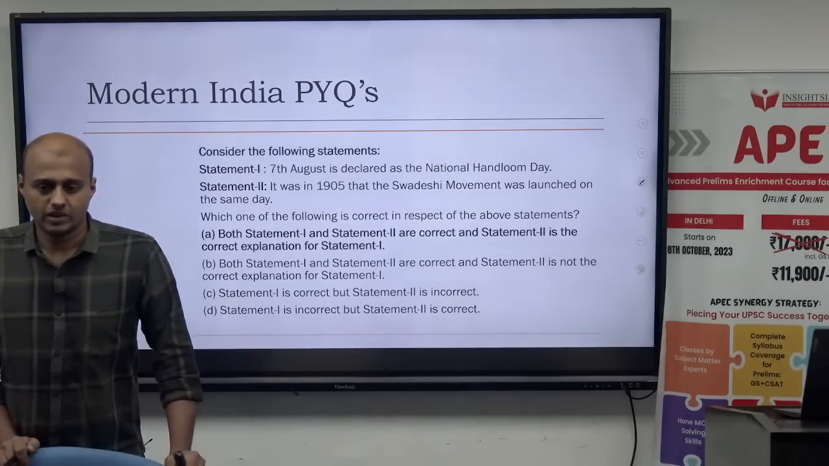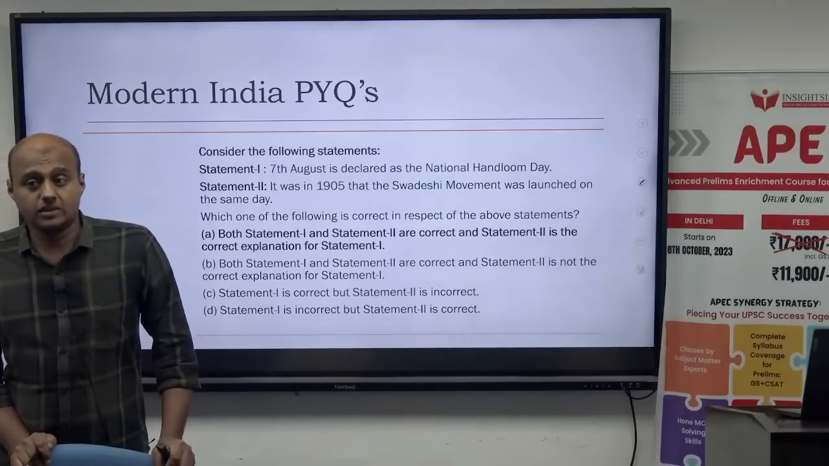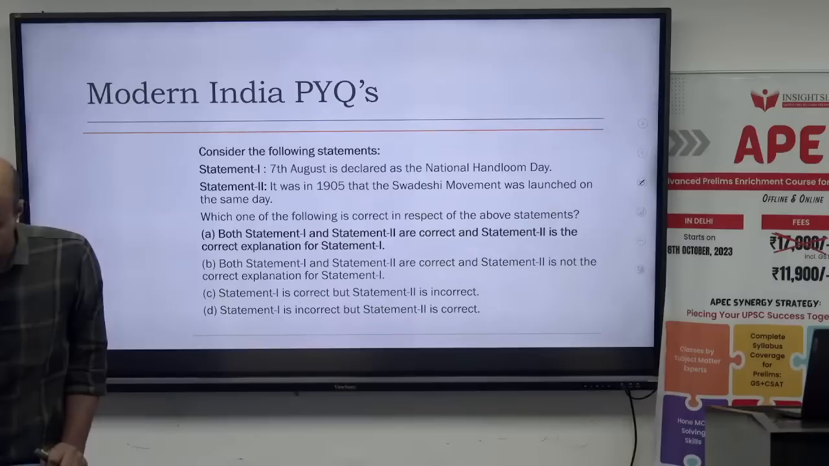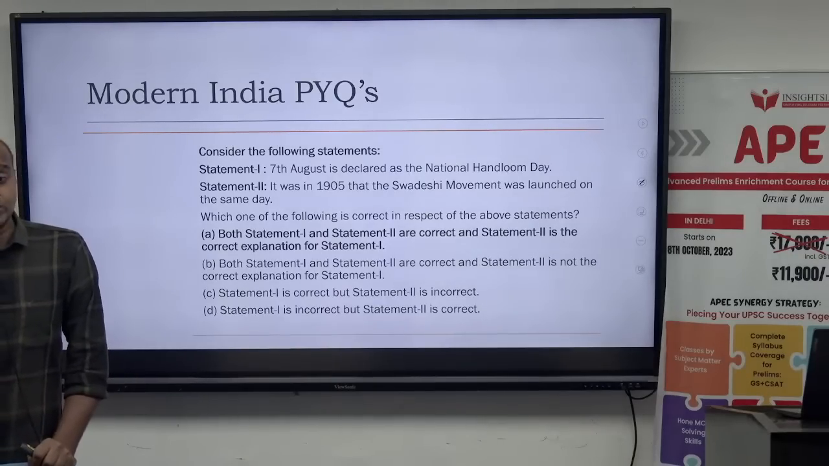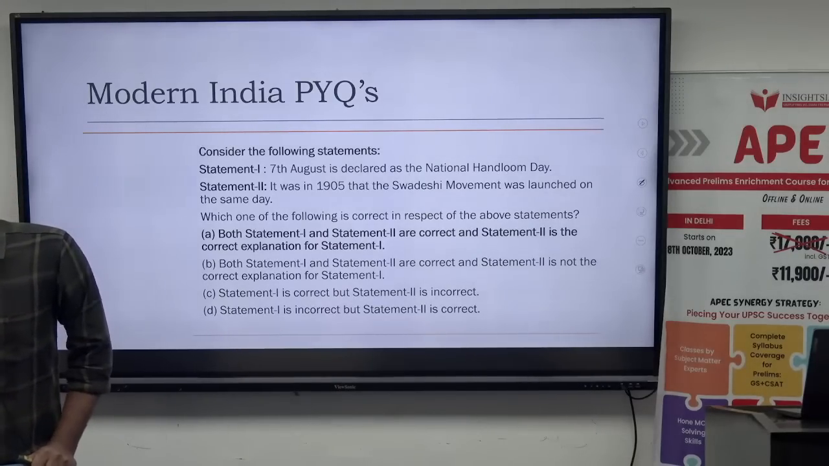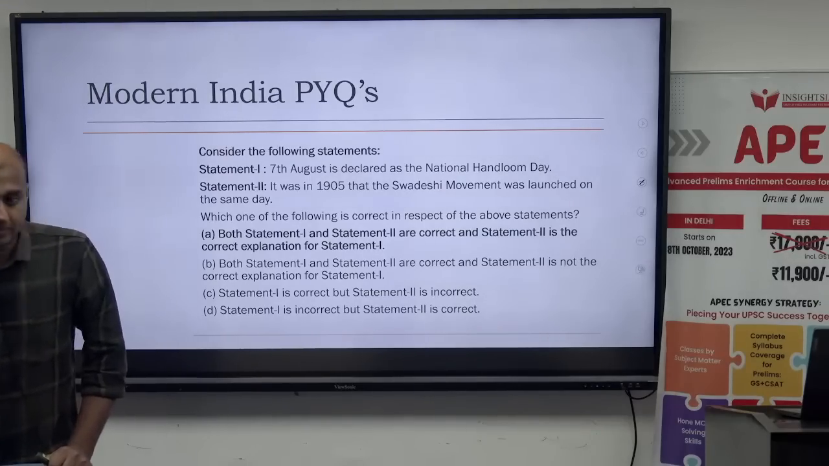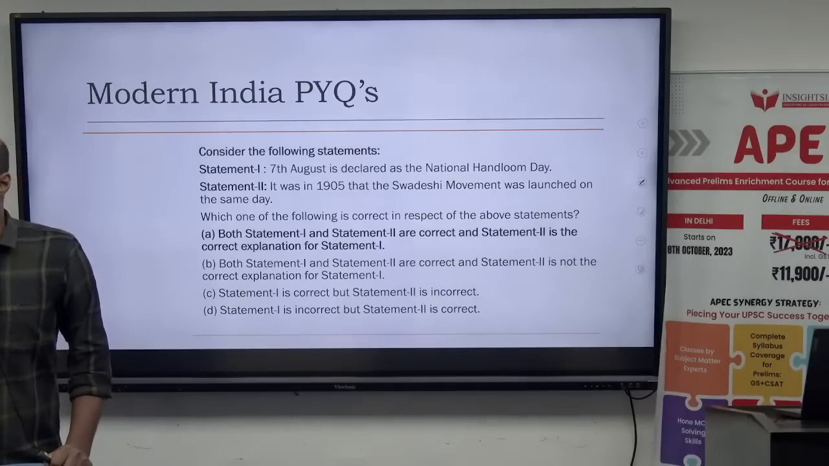Yes, sir. In CrPC, see, the term FIR is not mentioned, but charge sheet is mentioned. Now let's say, for example, within how many days will you file the charge sheet? 60 to 90 days you have to file the charge sheet. Fine. For example, let's say what if the charge sheet is not accepted?